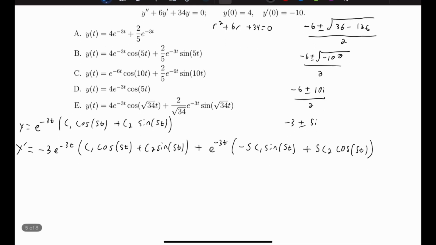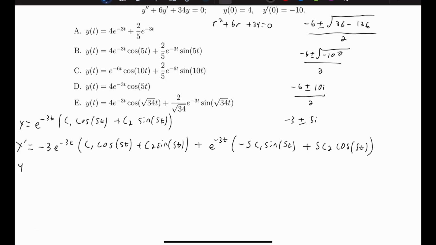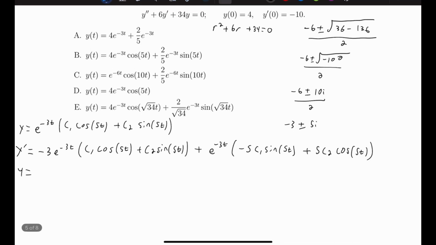All right, our first initial condition in y is y of 0 is equal to 4. So we'll go ahead and set 4 equal to e to the 0 is 1, so that term disappears. And then we have c1 cosine of 5 times 0 is cosine of 0. Cosine of 0 is 1, so that becomes just c1 times 1. And then our sine term is going to disappear because sine of 5 times 0 is sine of 0, which is 0. So this just straight up tells us that 4 is equal to c1. c1 equals 4. Great.